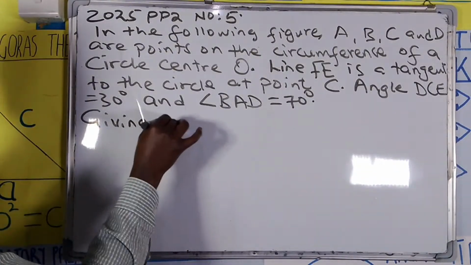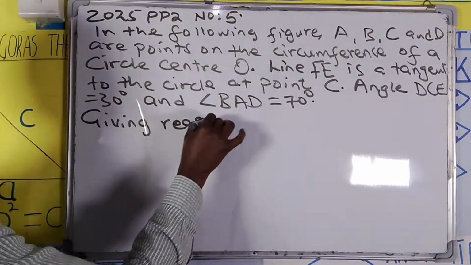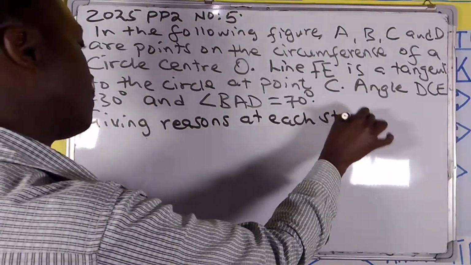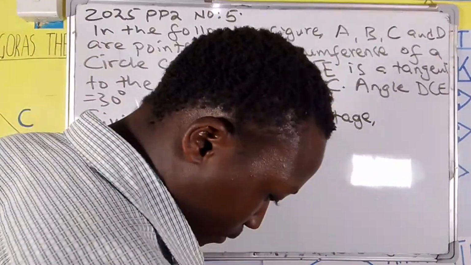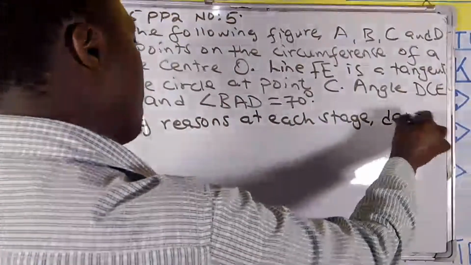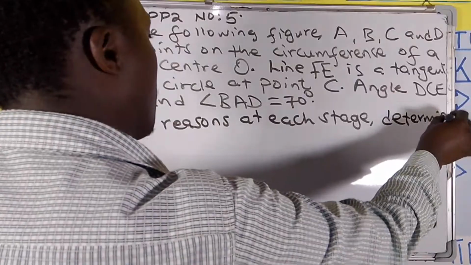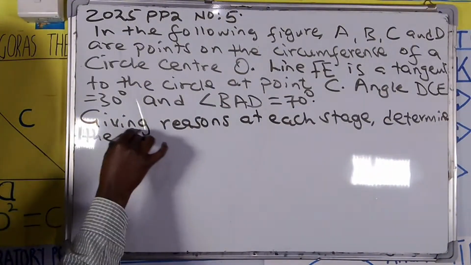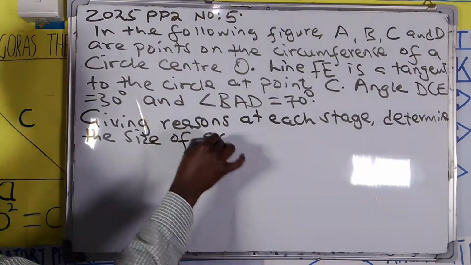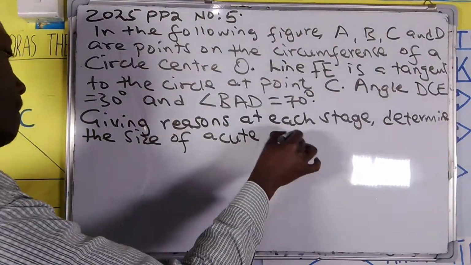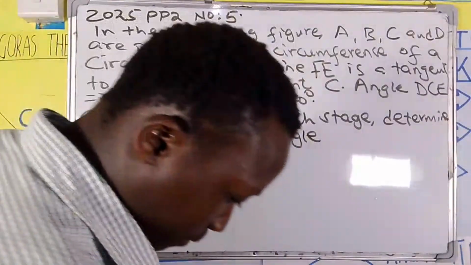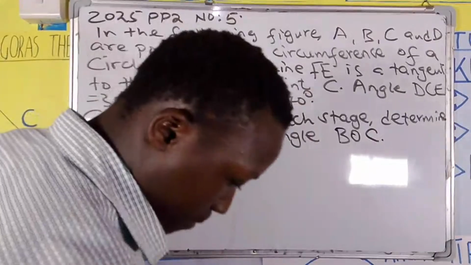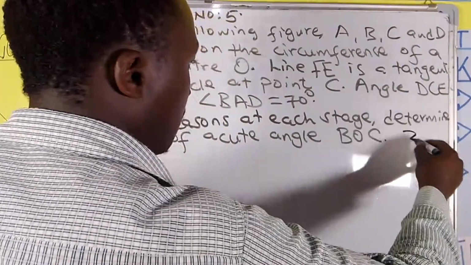Giving reasons at each stage, determine the size of acute angle BOC. 3 marks.